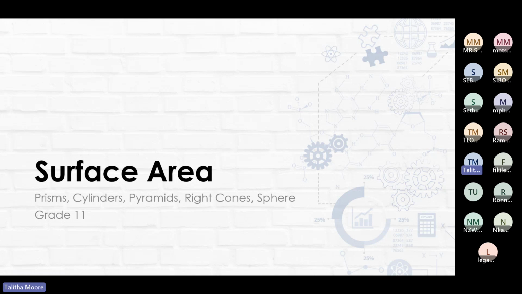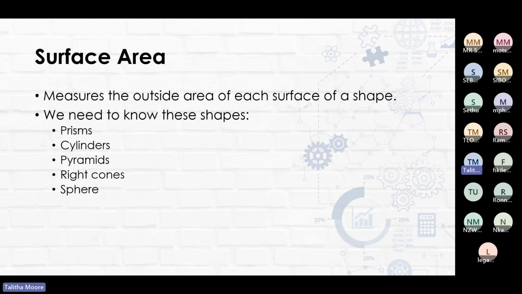Right, let's work through surface area. So we've got the surface area of prisms, cylinders, pyramids, right cones, and the sphere, and this is all covered in grade 11. So the surface area measures the outside area of each surface of a shape. And we need to know the shapes with prisms, cylinders, pyramids, right cones, and spheres.